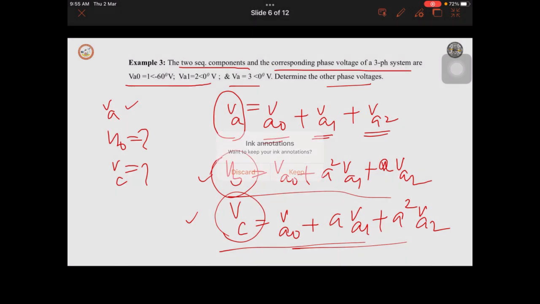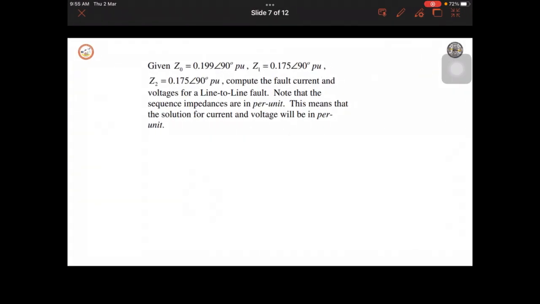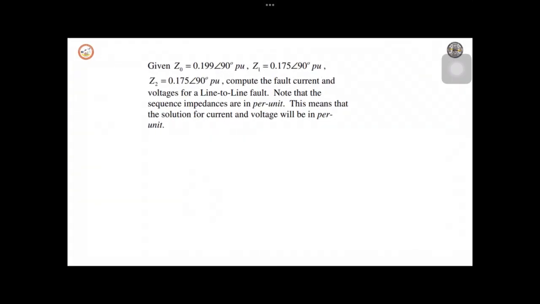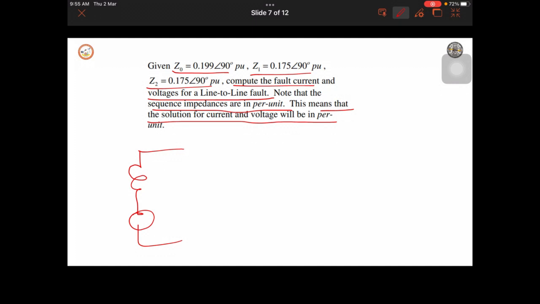So, next we will see the next problem. Z0, Z1, Z2 are given, compute the fault current and voltages for a line to line fault. Note that the sequence impedances are in per unit, this means that the solution of the current and voltage will be in per unit. So that means sequence networks: positive sequence network and negative sequence network. It has only two sequence networks, Z1, Z2, and this is EA.